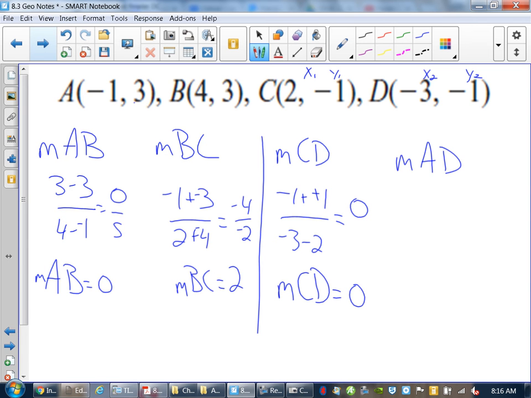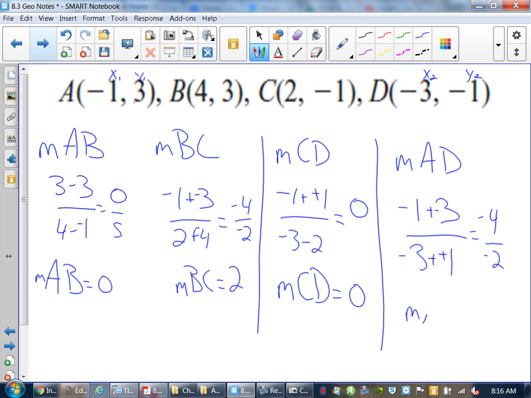Which means I just have to do one last one with A and D. Okay? Does that make sense? What we have to do? We're just going through it step by step just to check them. So let's see here. We have negative 1 minus 3, negative 3 minus negative 1. So that's a negative 4, and that's a negative 2.